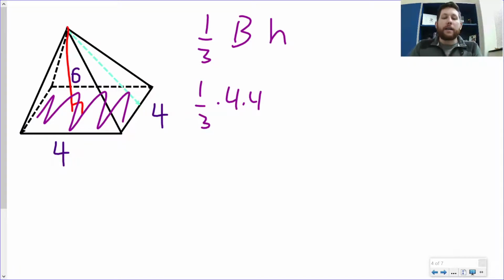And the height, now remember, height means it's going straight up in the air. There's a difference between something called height and slant height. Height goes straight up in the air, just like that 6. So my height here would be 6. Slant height is this light blue line here. Notice how it slides down the side.